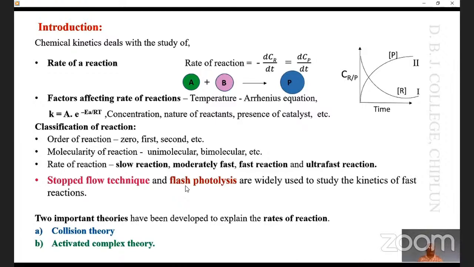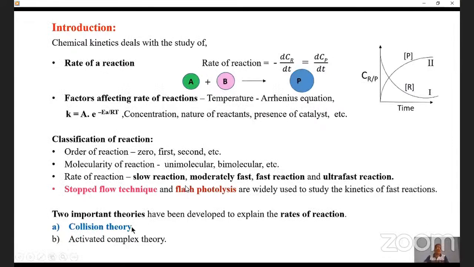They are the stopped flow technique and flash photolysis. These techniques are used to study the kinetics of such fast and ultra fast reactions. Now, two important theories have been developed to explain the rate of a reaction. The first one is the collision theory and the second one is the activated complex theory. We are going to study both these theories in detail in the latter part of this topic.